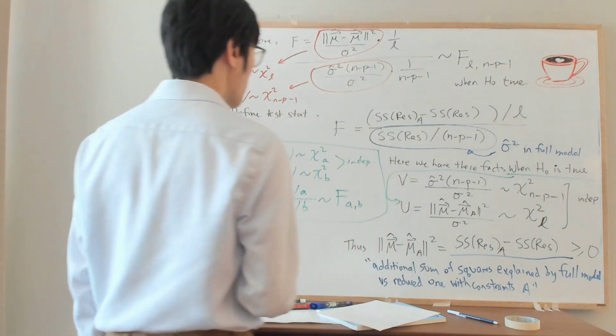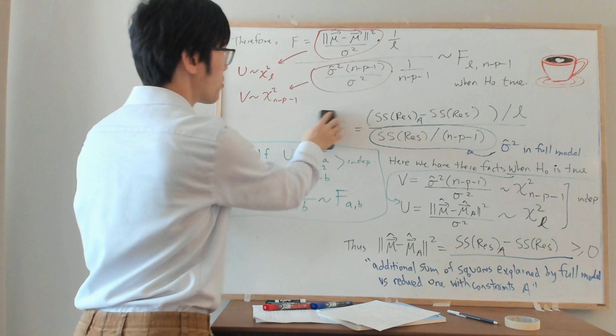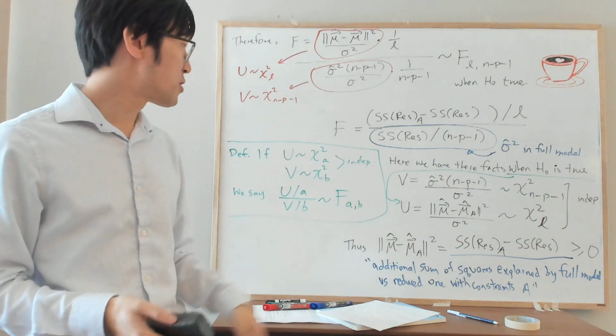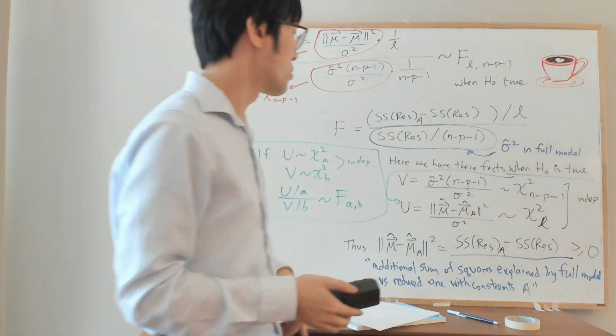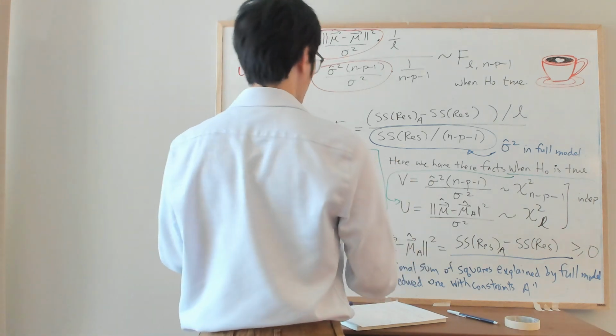Okay, and so we now have the ingredients to finish our hypothesis test. As we said, we want to reject the null hypothesis when the test statistic is large. So this difference is large. Okay, so if we, in terms of the F distribution picture.